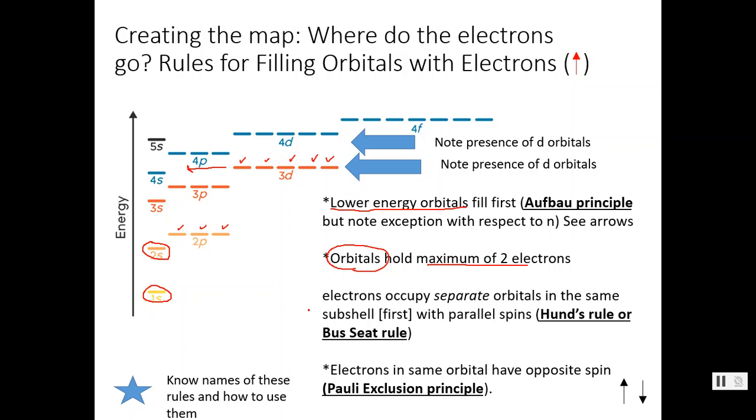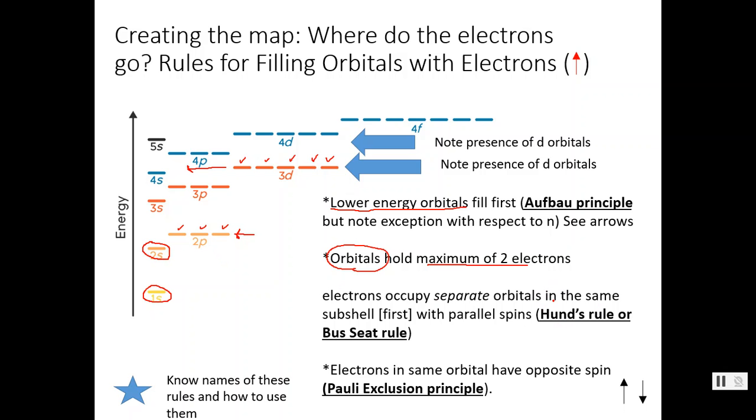So how do I place electrons in orbitals that have the same energy? Meaning, if I was to place electrons in these 2p orbitals, how do I place them? They're all the same energy. Do I just fill them up all in order? That's where Hund's rule, or bus seat rule, comes into play. If I have electrons that need to go in orbitals that have the same energy, then I half fill them first, and only after I half fill them do I go ahead and completely fill them if need be.